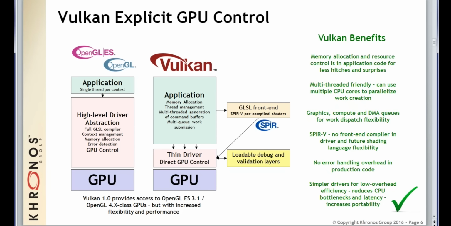Vulkan separates the act of creating work in the command buffers from the act of submitting them through multiple queues: graphics, compute and DMA queues. This means you can use as many CPU cores and threads as you wish, in whatever scheme suits your application, to create work. And really this multi-threading capability was the one thing we couldn't solve in the OpenGL architecture. That was really the last thing that broke the camel's back. We said we can't solve this, we need to go to a new API architecture.